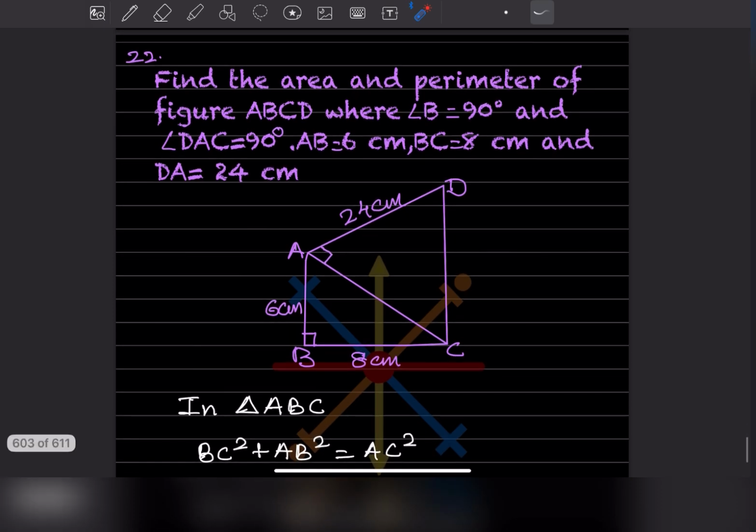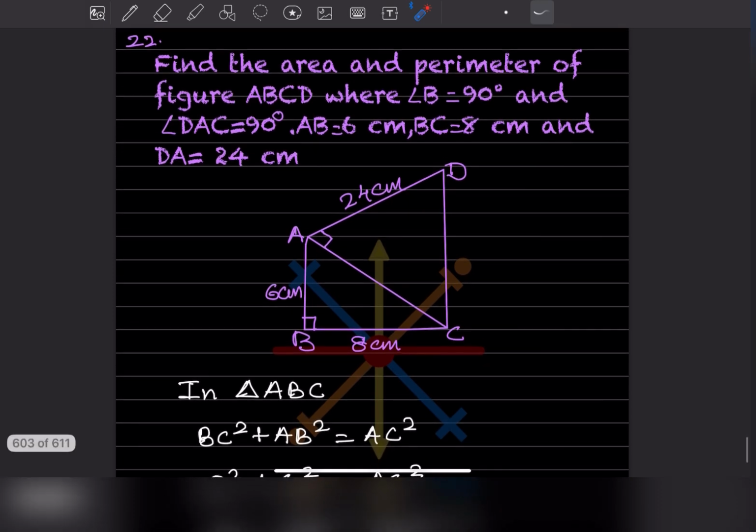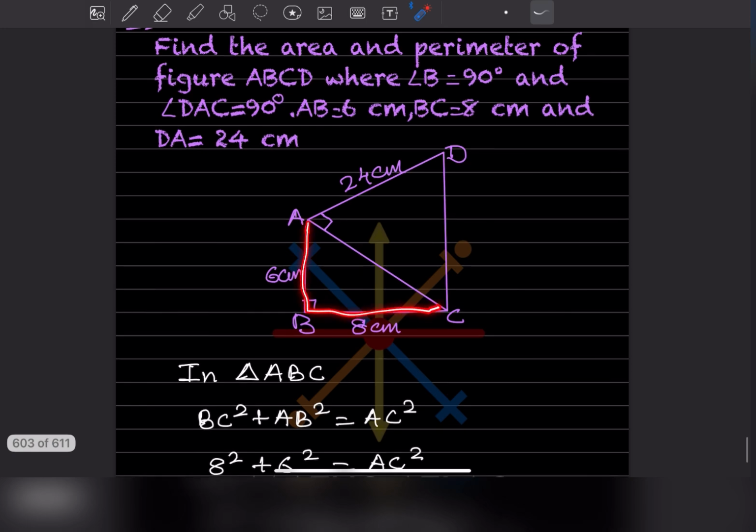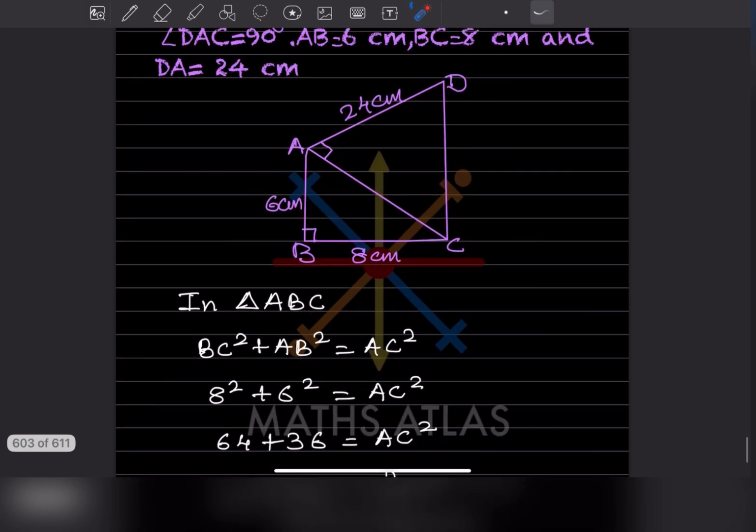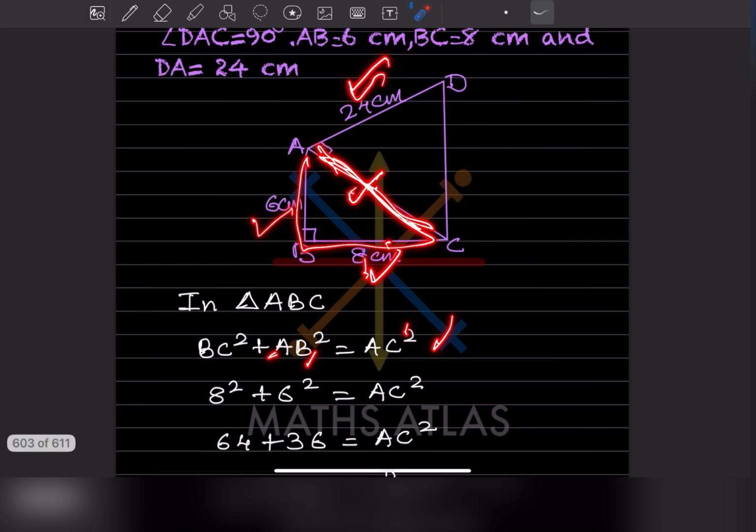So what will you do here to find the area? We'll take this triangle first, because we'll find out for this separately, then for this separately. Now see here in triangle ABC, for this triangle, this is the base and this is the height. BC square plus AB square will be AC square. Why are we doing this? Because we should know this AC first. Here you know only this side, so you should know this AC. If you know these two sides, then this side is easy. So with this, we can find out the perimeter of it.